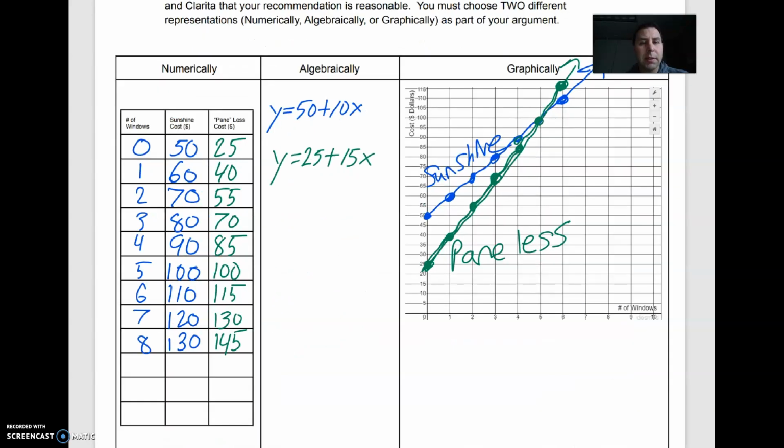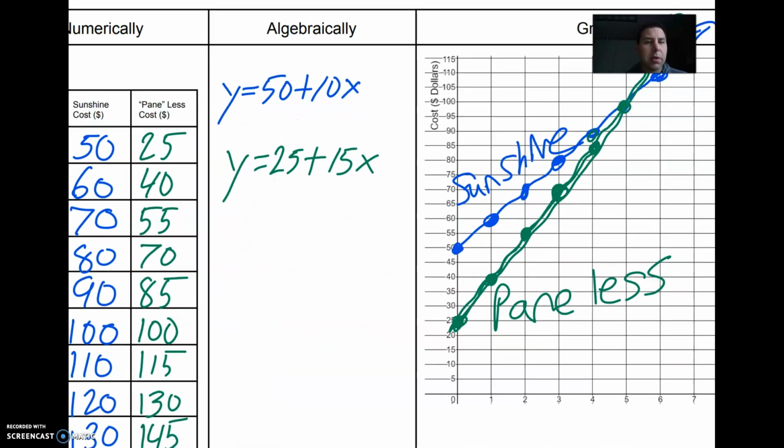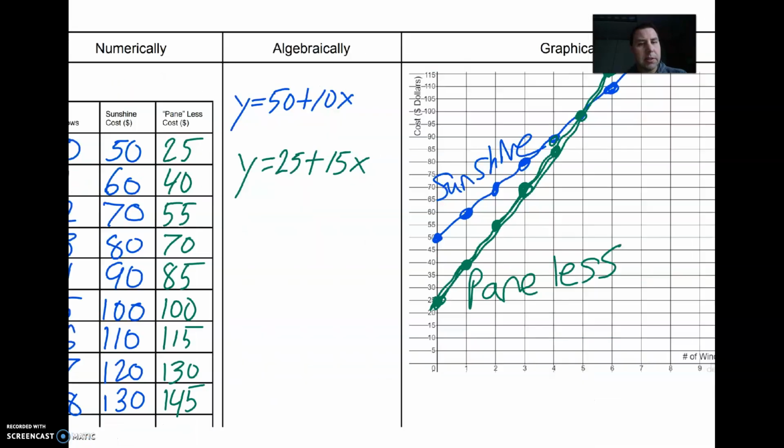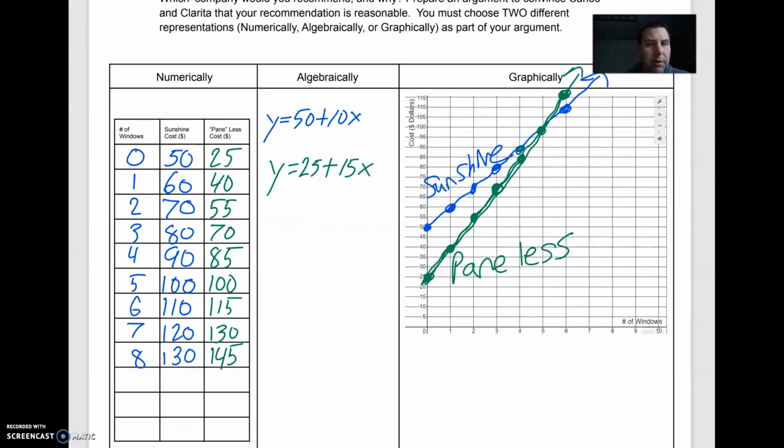A lot of us in class went with a numerical approach. So we took the Sunshine Express and the Painless company, and you can see it here. Sunshine will start with $50 for their service fee, so they'll show up, you gotta pay $50. Painless will start with theirs at $25, and then each one charges a different rate per window. Sunshine charges $10 per window, so you can see this is increasing by 10 for every one window. And then Painless in green is charging 15 per window, and you can see that going up by 15 there.